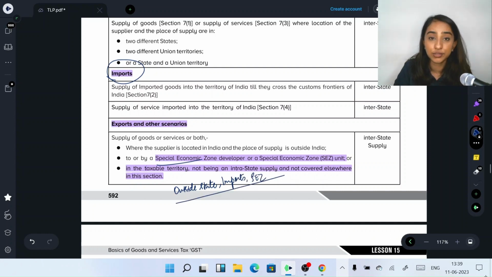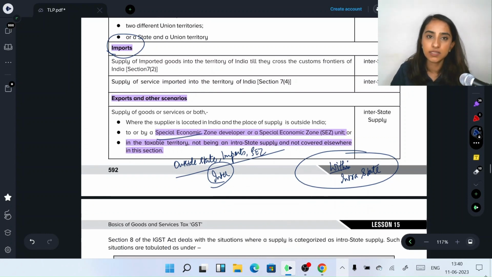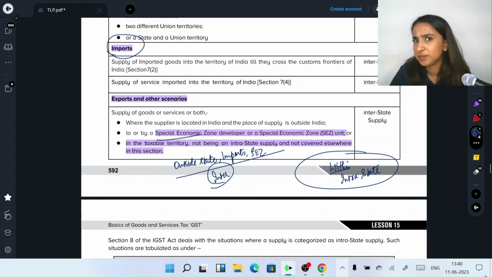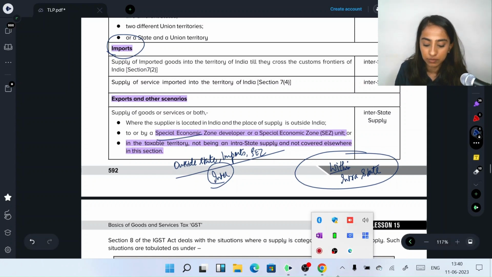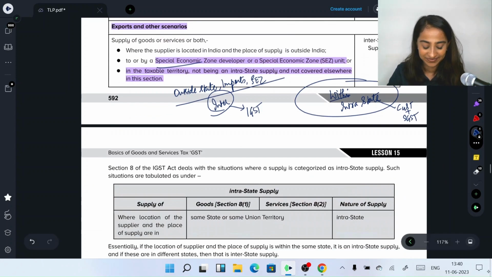All of this will constitute your interstate supply. Cool? Now whatever is within your state will be your intrastate supply. And why do we need to determine whether it's an interstate supply or intrastate supply? Tell me. Because depending on this, you will charge CGST, SGST or IGST. If it is an interstate supply, you will charge IGST. If it is an intrastate supply, you are going to be charging CGST plus SGST. Are we good? Okay.